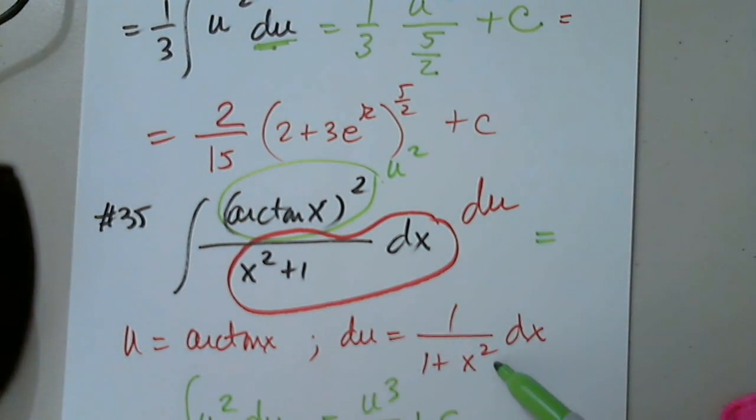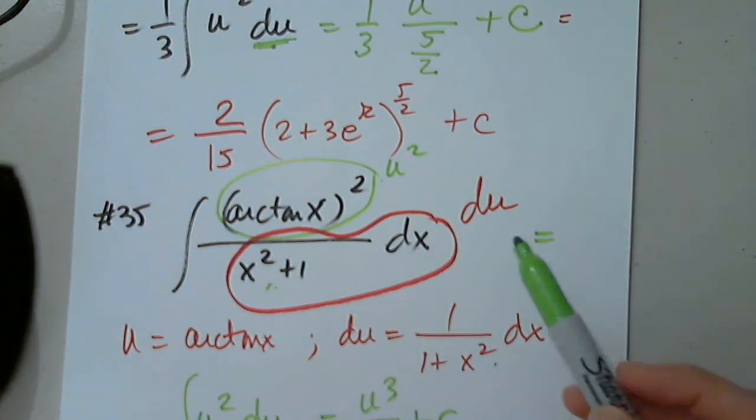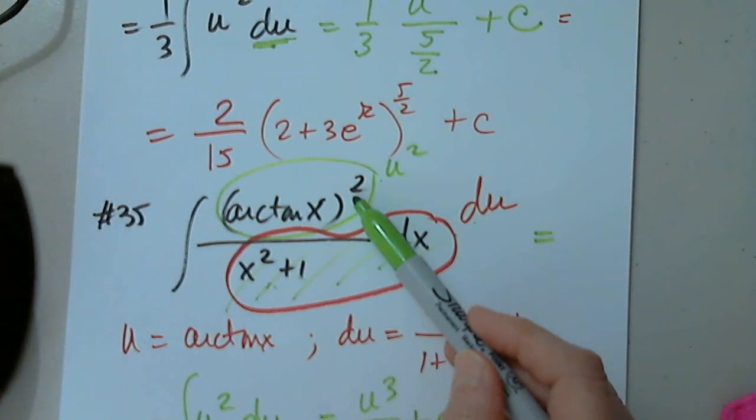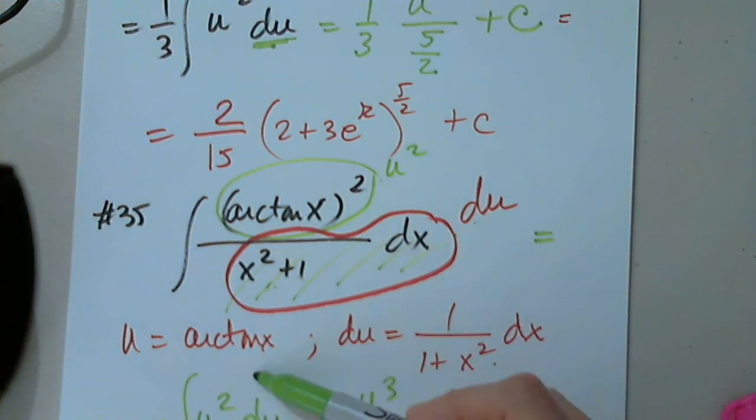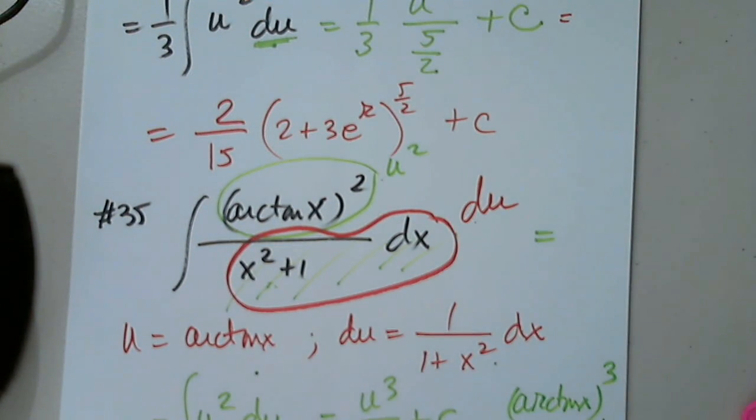Du over x squared plus 1, or 1 plus x squared, it's intentional, right? They gave it to us intentional because we know this formula, but it's the same thing, right? So dx over this is du, and this is u squared, because that's what we used. And finally, I have arctangent to the third over 3 plus a constant c. Here, I didn't even need to do anything.